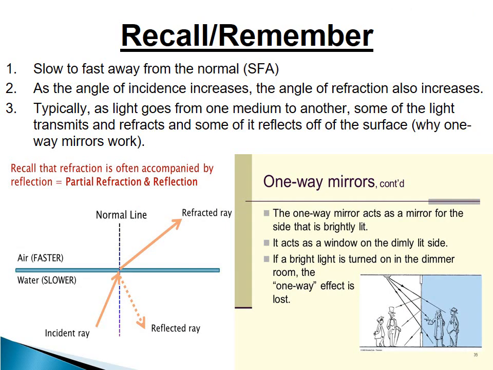So now we're going to go on to the concept of total internal reflection. Before we do that, we need to do a quick review of 3 important concepts that we learned about already. The first concept is Sarah farts a lot. So if a light ray goes from a slow medium to a fast medium, it moves away from the normal, so we'll have a larger angle of refraction compared to the angle of incidence, so a larger theta uppercase R compared to our theta I.